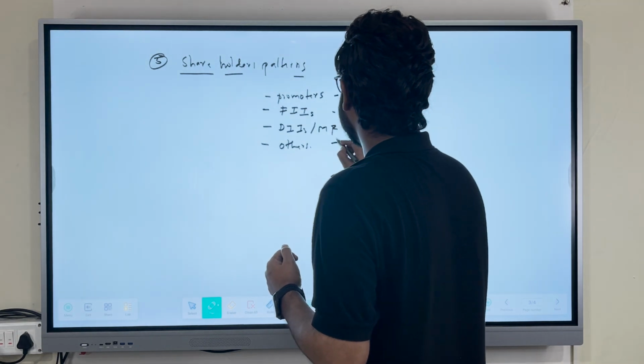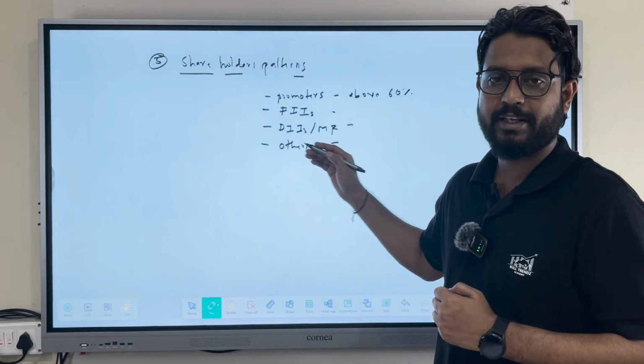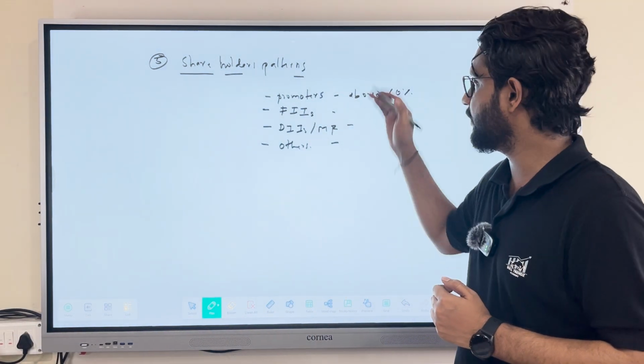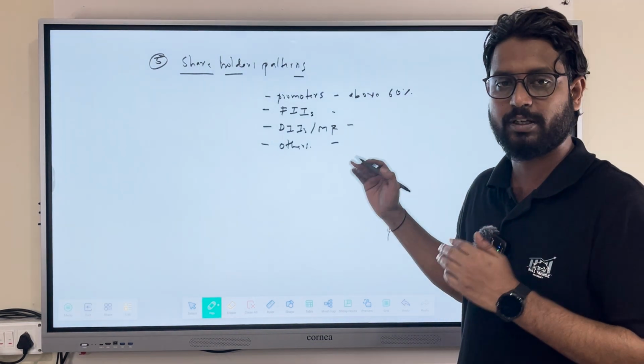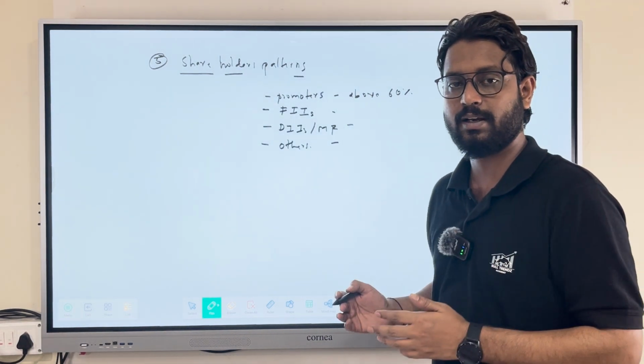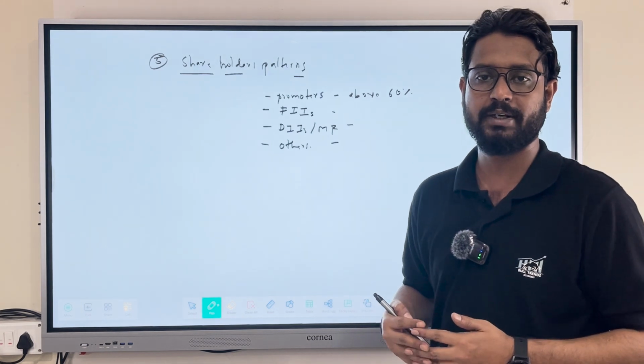You also need to consider that there is a considerable amount of FIIs and DIIs. Okay, so this is the pattern of the shareholders that you have to keep in mind while investing in a stock or a share through fundamental analysis.